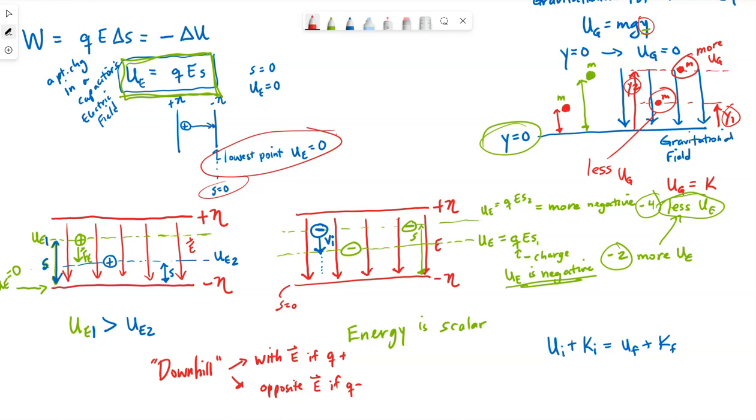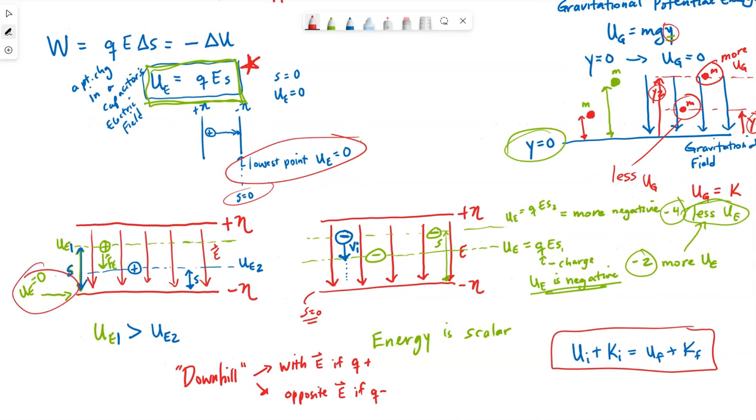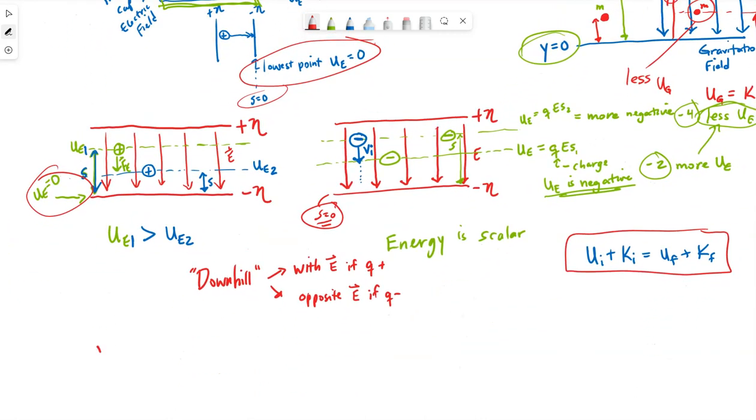Okay, so we're going to be looking at conservation of energy. Keep in mind this equation for potential energy is specific to a constant electric field and defining S equals 0 as the last place the charge would get to. So specifically with this capacitor, we defined S equals 0 at the negative plate as far as this equation is concerned.